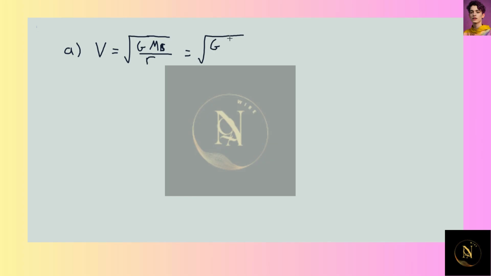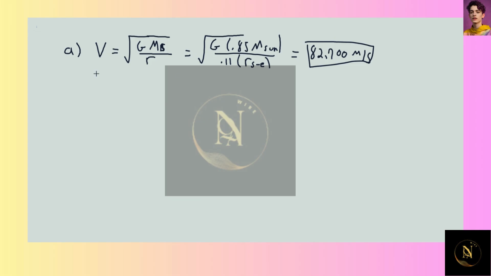So G, and then the mass of this planet is 0.85 times the mass of the Sun, and the distance is 0.11 times the distance between the Sun and the Earth. We look up those values in the appendix, and we should get that the velocity is 82,700 meters per second.